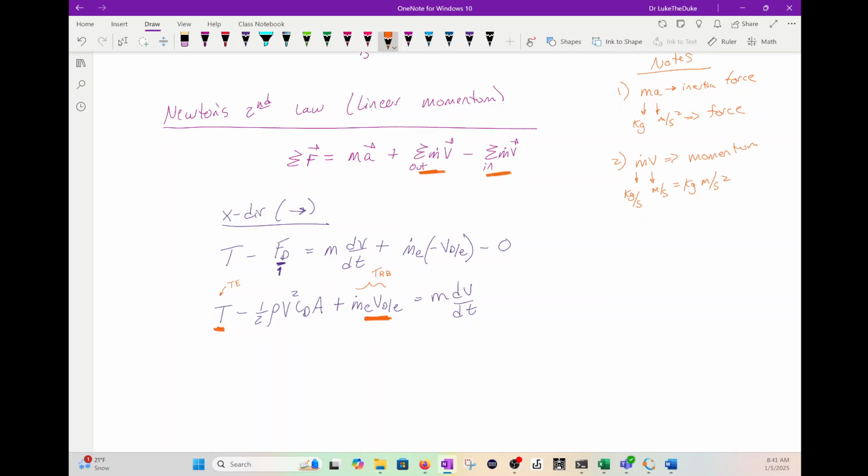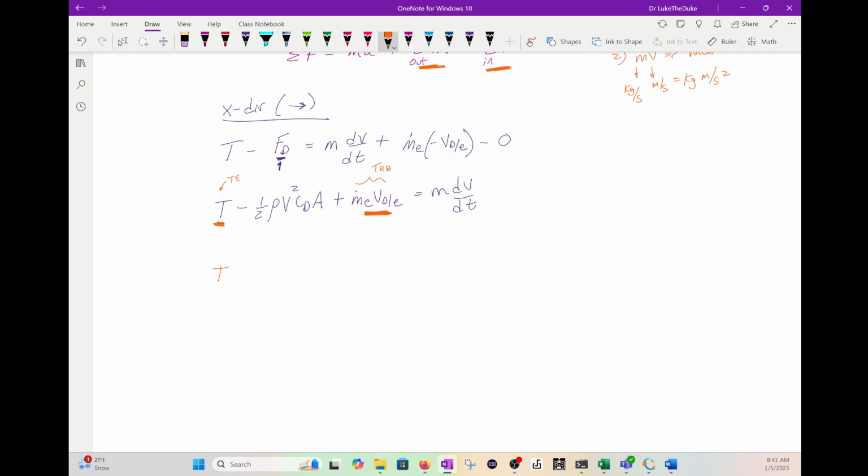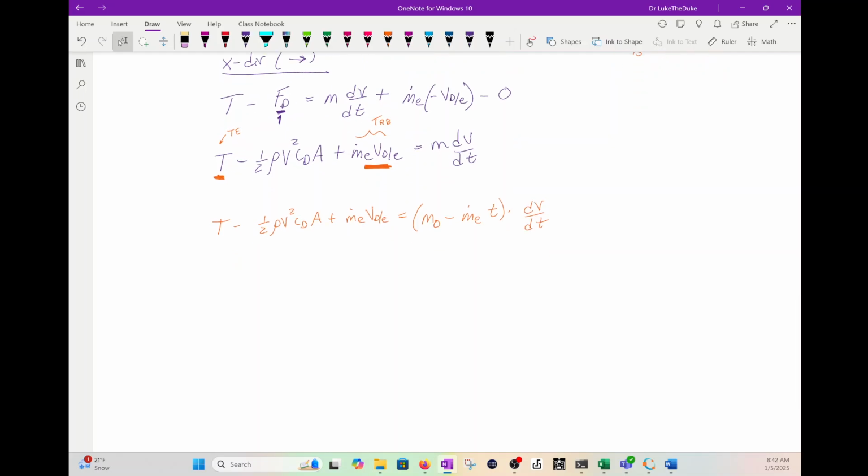Okay. All right. One more time. T minus 1/2 rho v squared CD A plus m dot e v_e equals, I'm going to plug the mass equation that we had in at the top, m naught minus m dot e times t, times dV dt. And I'm just going to solve one last time for the acceleration, because we're going to numerically solve this, okay? And I'm going to show you.